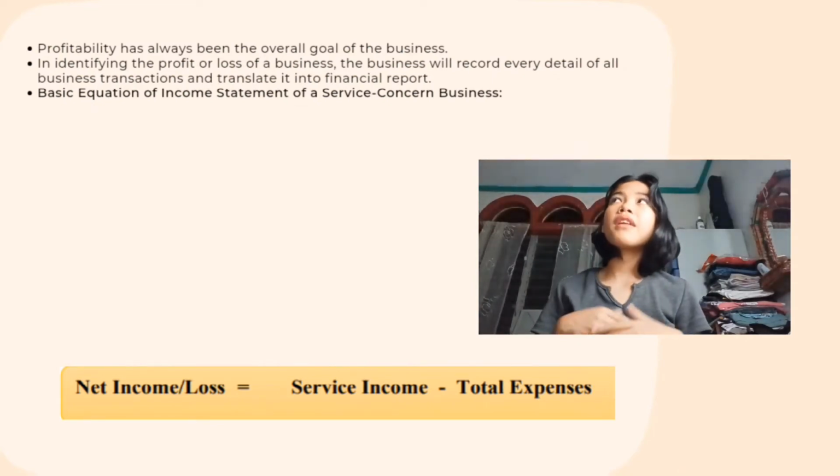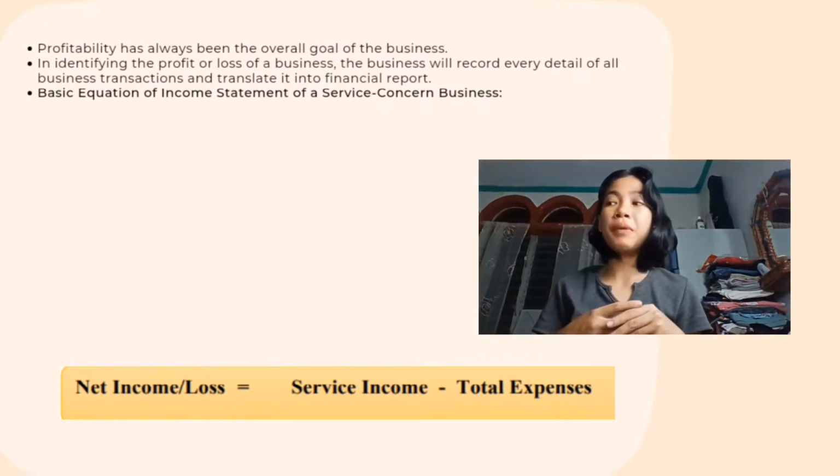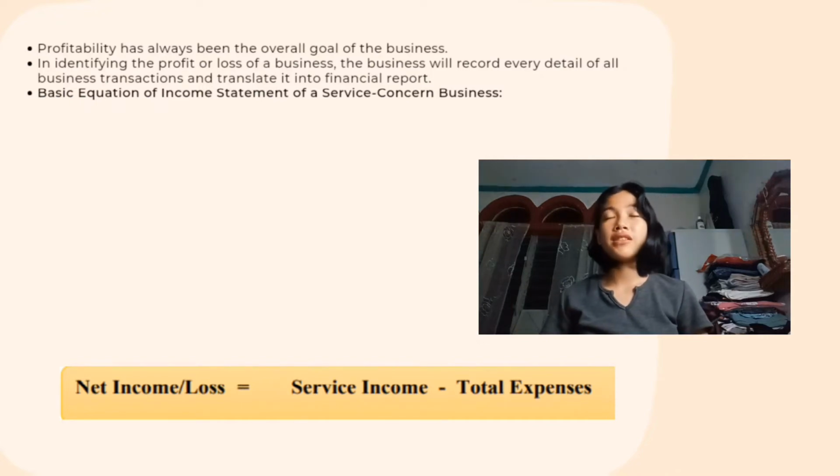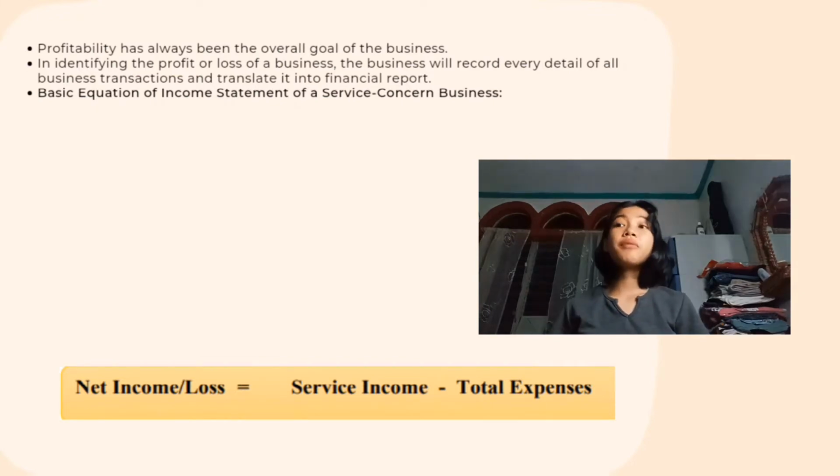So, sa pagnenegosyo, ang pinakatumong or pinakapangarap is makaginansya. It's understandable kasi sino namang negosyante ang magtatayo ng negosyo na hindi kumikita, di ba? So, profitability is of great achievement in the successful implementation of strategic, operating, and other plans. So, kapag ang negosyo mo ay kumikita, it means na yung mga strategies, operations, and mga plano mo sa iyong negosyo ay it turns out successful.